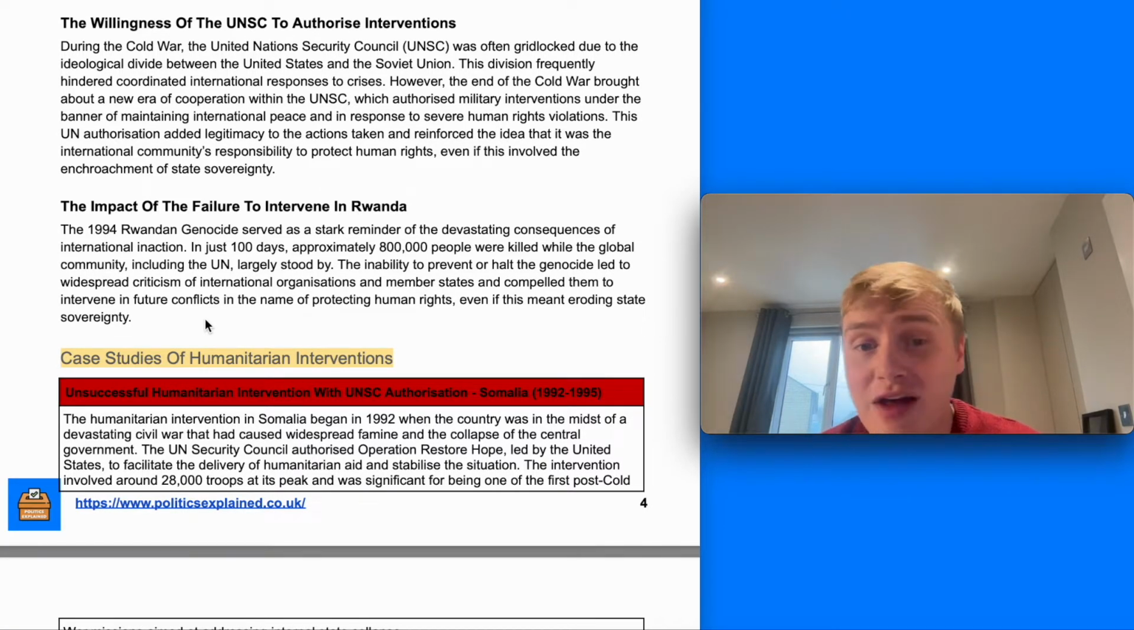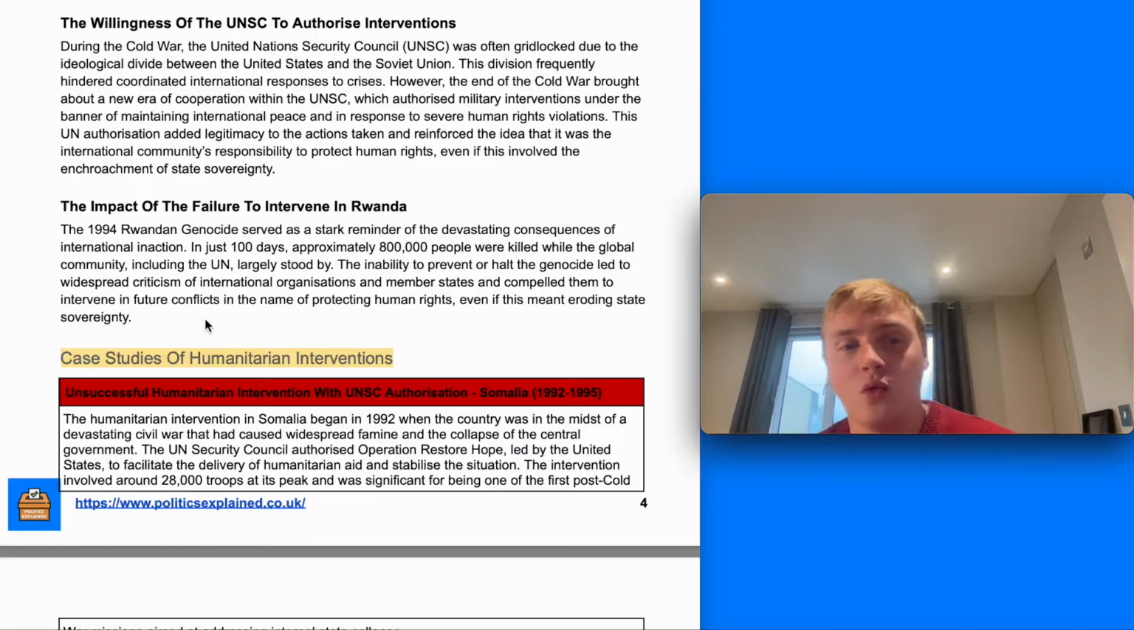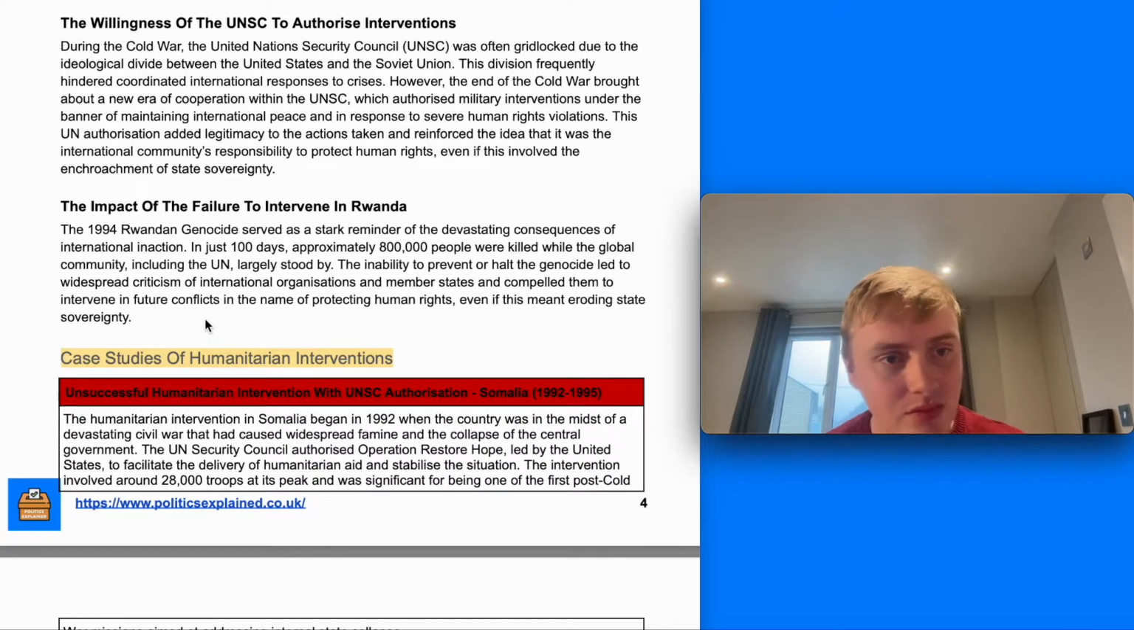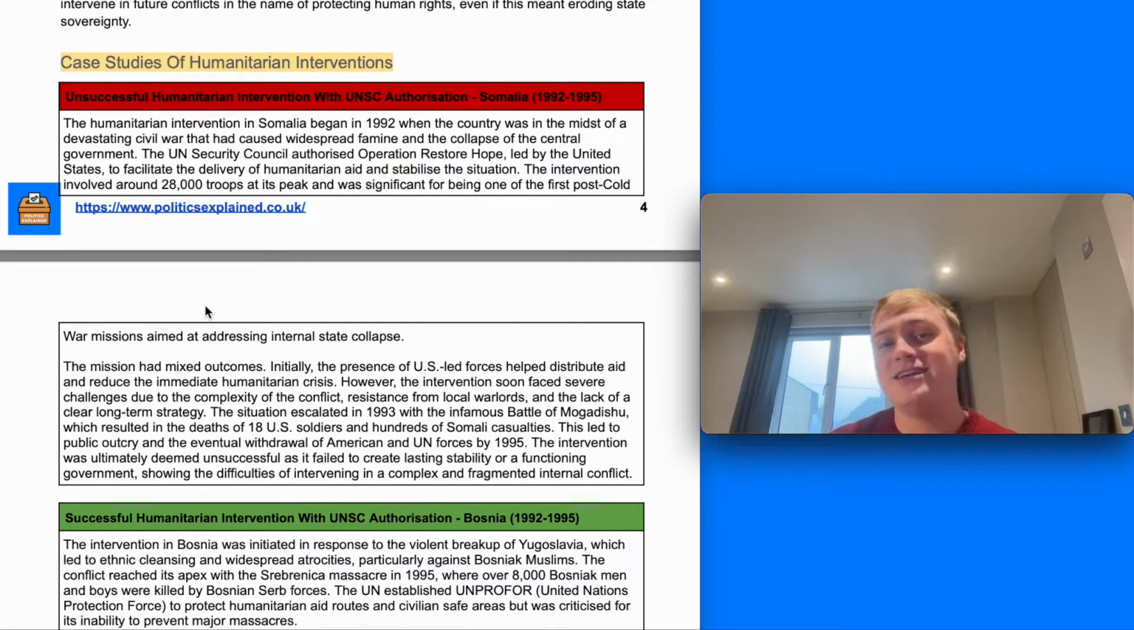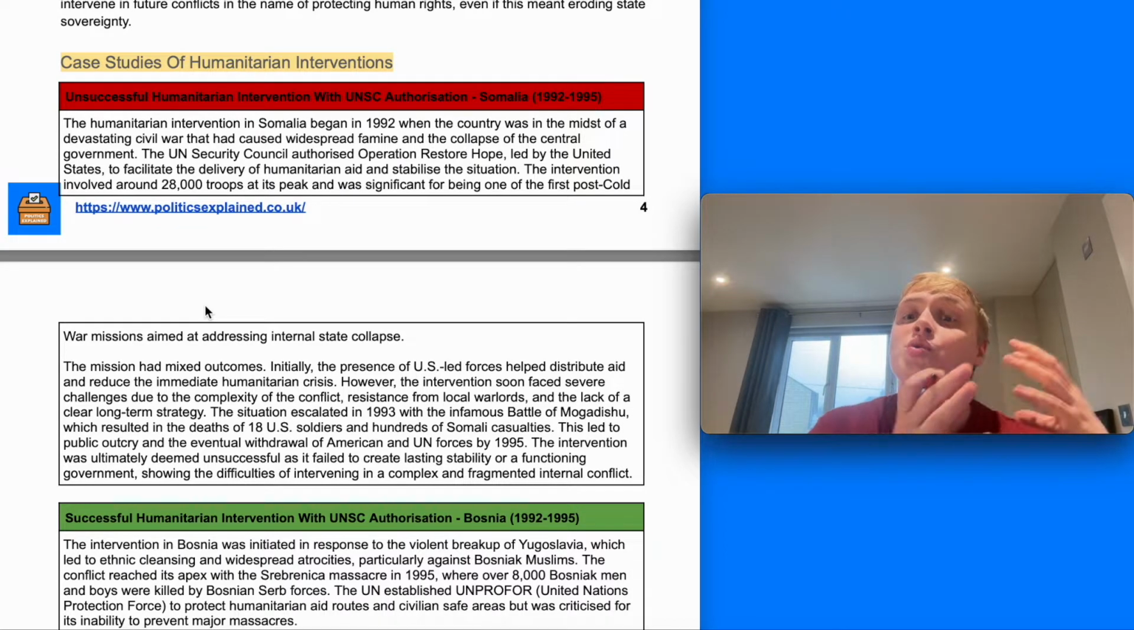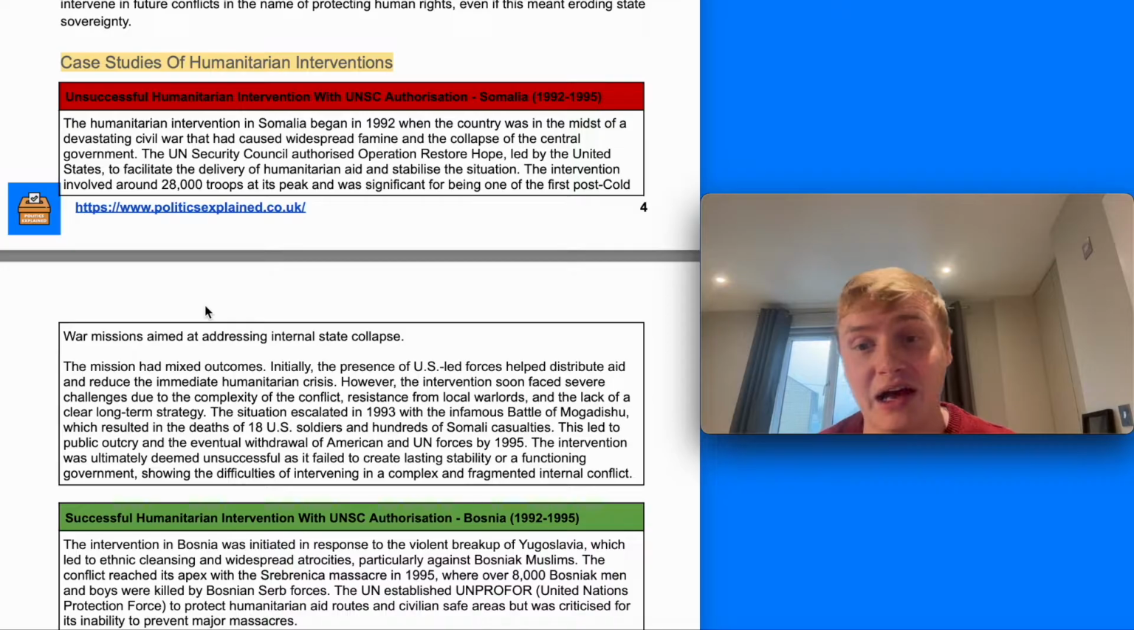The inability to prevent or halt the genocide really led to widespread criticism of countries and international organisations, and therefore led to a commitment from then on that actually state sovereignty needed to be eroded in many cases to protect human rights. So we're going to have a look at a large number of cases now of humanitarian interventions. You don't need to know all of these. You don't need to use all of them in your essays. Definitely don't. But I thought I'd give you the choice so that the ones that you were taught in class, I'll give you a bit of detail on here as well.